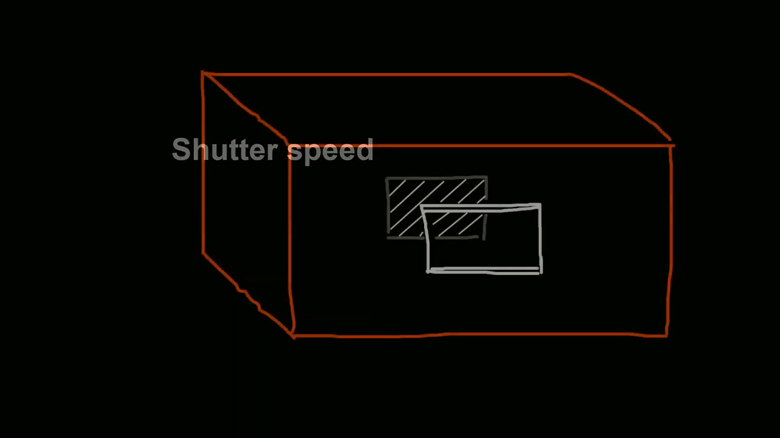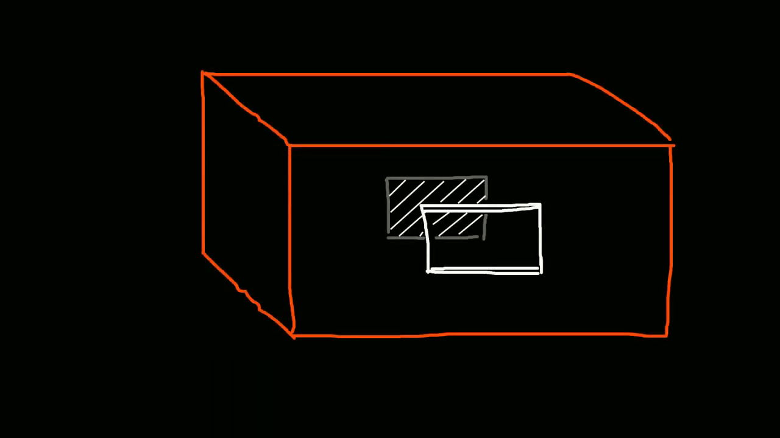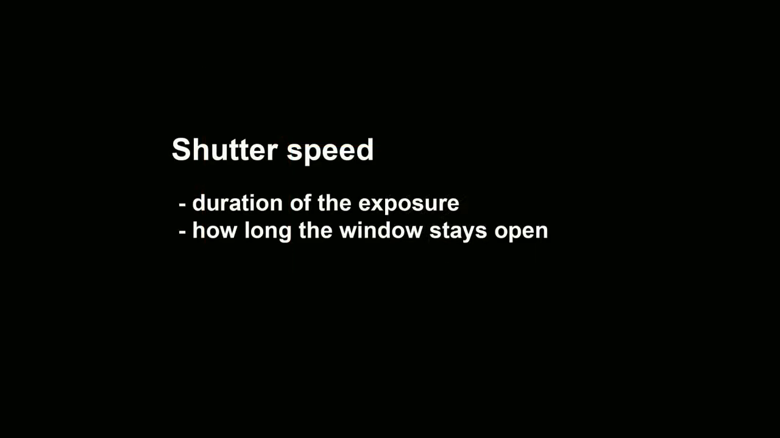First, we come to shutter speed. Remember that when we press the button, the window, or now let's call it the shutter, opens. It's pretty easy to understand that if the window's open for a long time, it will let in a lot of light. But if it's only open for a very short time, it will let in less light. That's really all shutter speed is. It's the duration of the exposure, or quite simply, how long the window stays open.